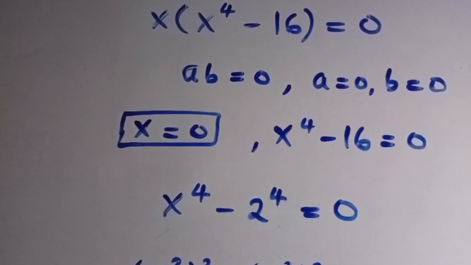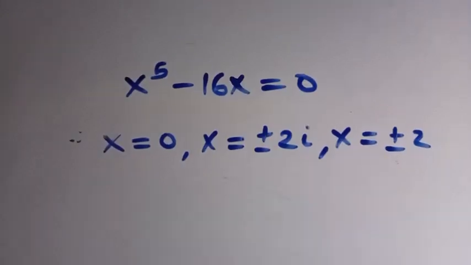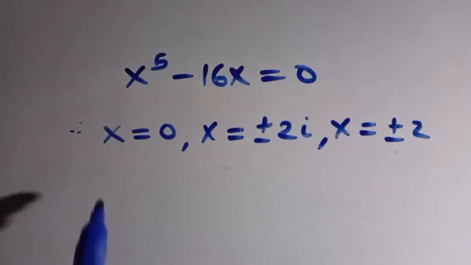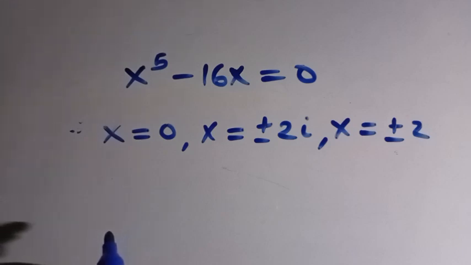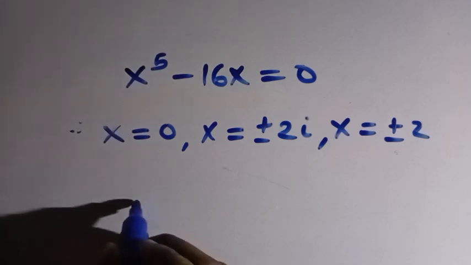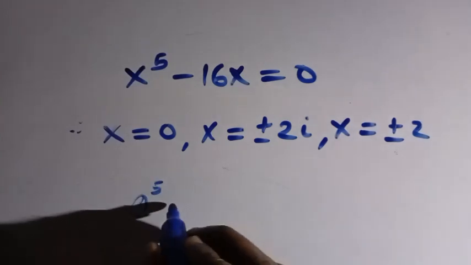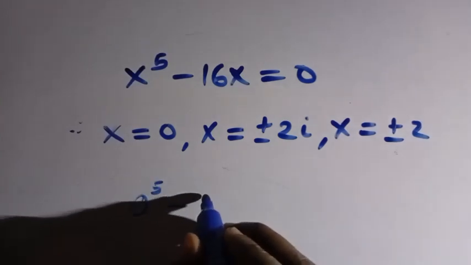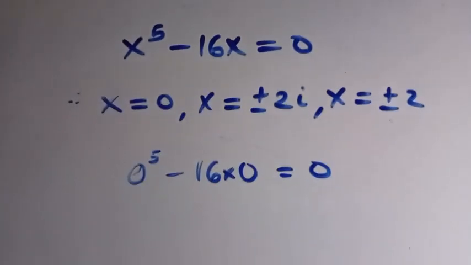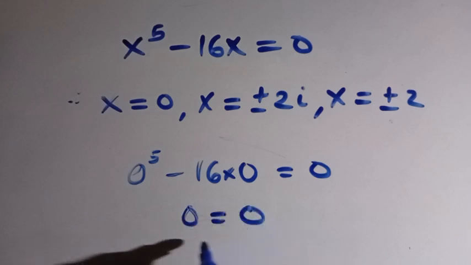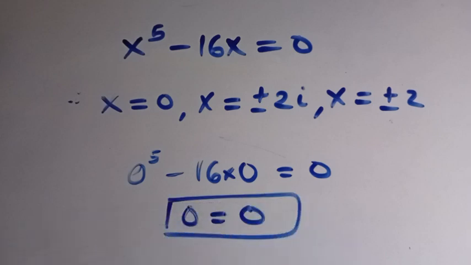We are going to check if all of these satisfy the given problem. If these are all the solutions we got, then by checking for when x equals 0, though that one is trivial, we are going to consider inputting the value of 0 as x. Here it becomes 0 raised to the power of 5 minus 16 times 0. So this equals 0, because everything is 0, and we have 0 equals 0. But that is a trivial solution.